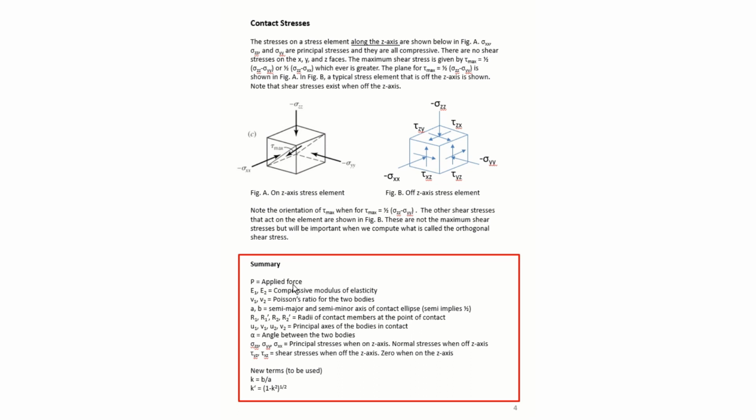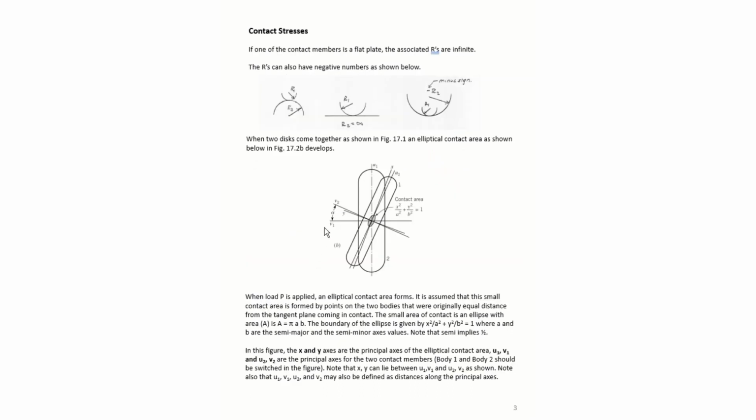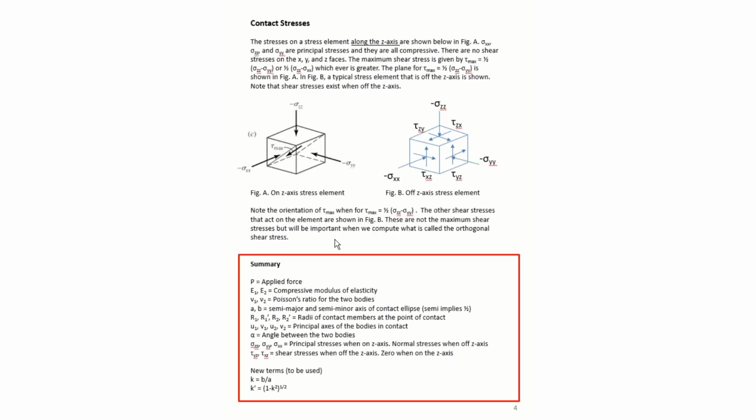So in summary, here's a bunch of nomenclature that you need to make sure you review and are familiar with. P is simply the applied load. E1 and E2 are the moduli of elasticity of the members. Nu1, Nu2 are the Poisson's ratios. And it's really easy to get these Poisson ratio values confused with the V direction that was shown back here as the short coordinate direction in these bodies. But when you understand the equations, it's clear as to which one should be used.